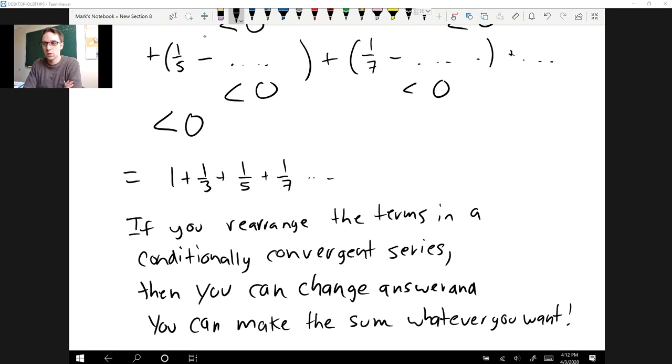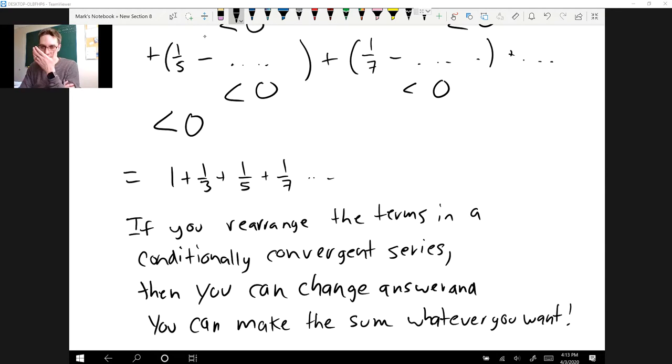So, what's the takeaway message? Well, I think there are a couple of them. 1, be careful with infinity. 2, don't just rearrange the terms in an infinite series. Unless it converges absolutely, that could potentially change the answer. And 3, sometimes math is full of surprises.